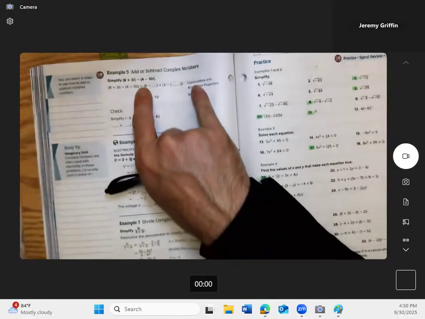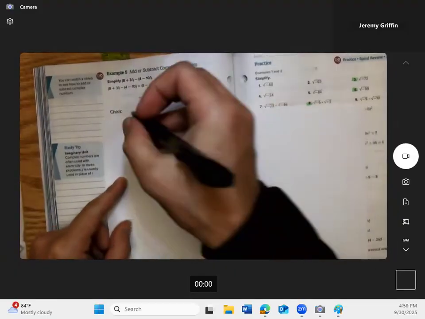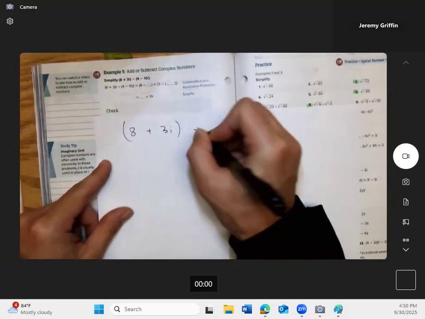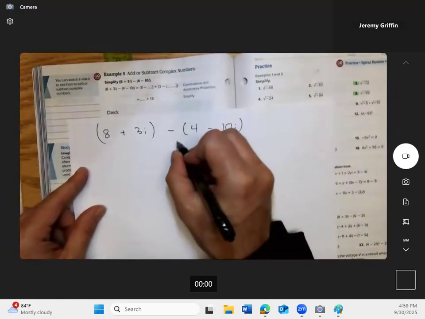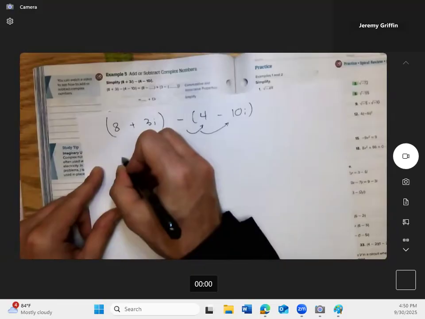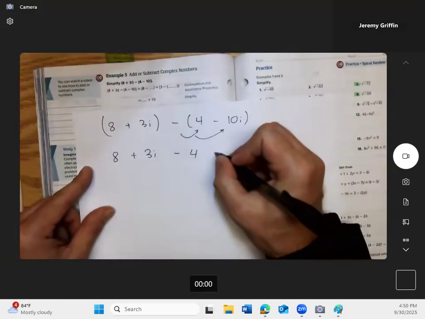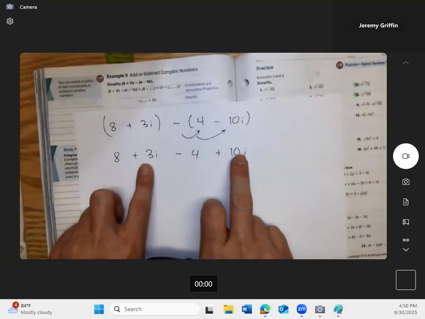Okay, example 5, add or subtract complex numbers. So I think this is pretty similar to what we just did, that the real numbers would add together and the imaginary numbers could add together, separately from each other. So 8 plus 3i minus, and then in parentheses, 4 minus 10i. Well, first thing I'm going to do is distribute this negative right here. So I'll make that 8 plus 3i minus 4, and then minus this brings me back to plus 10i right here.